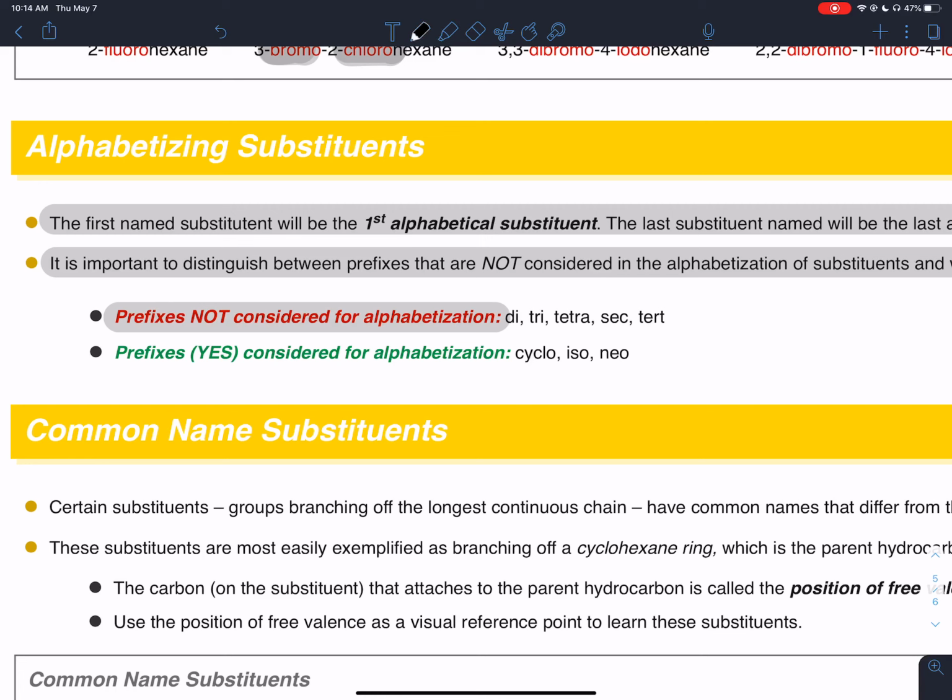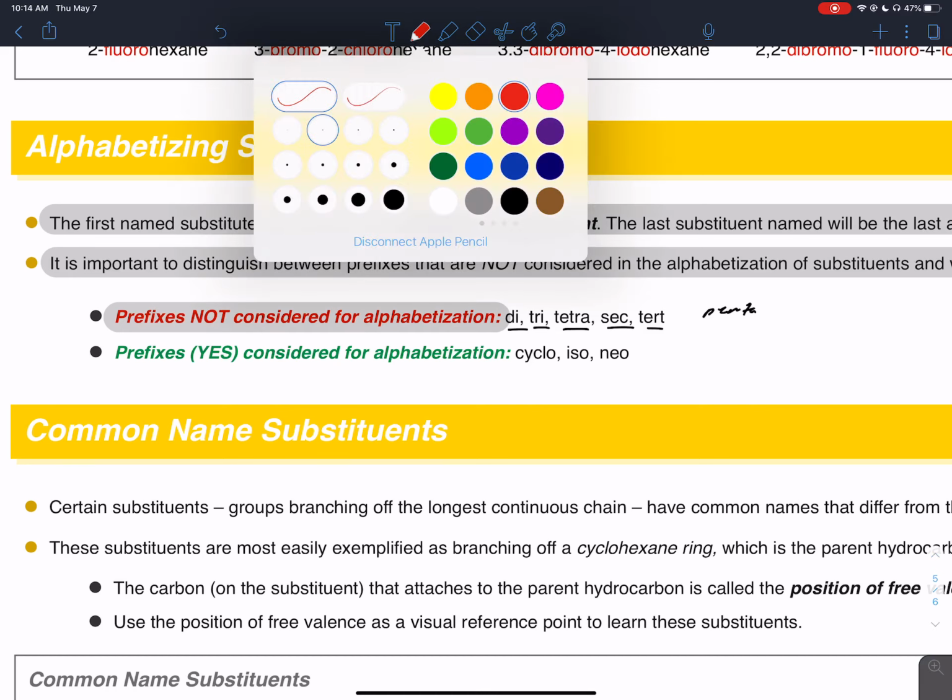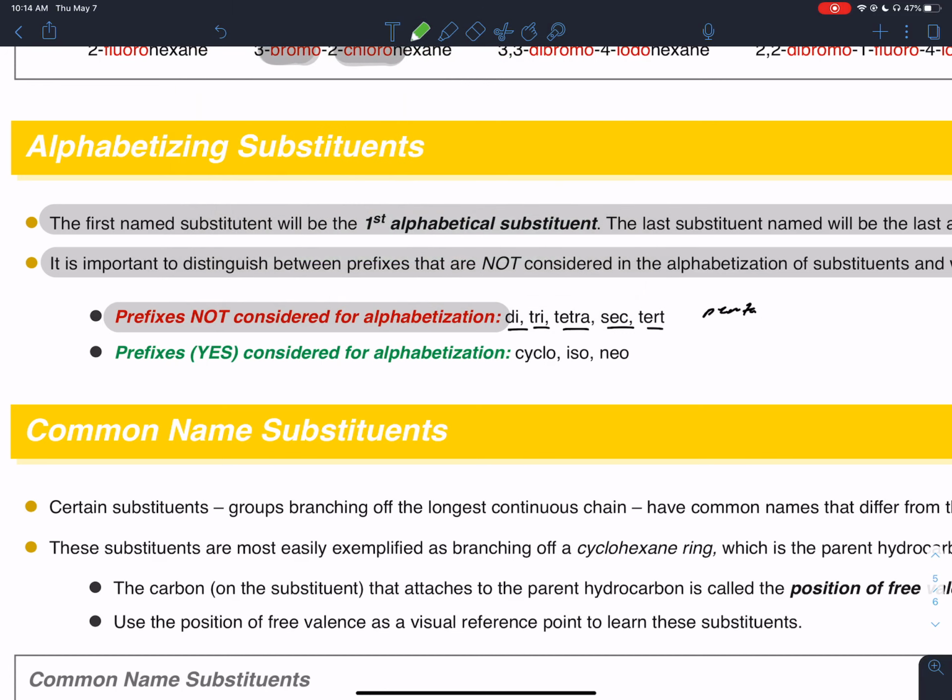Those would be your prefixes di, tri, tetra, sec, tert, or even penta, right? These ones are not considered in the alphabetization of a name, okay? However, prefixes that are, and I think this is kind of arbitrary, I'm not entirely sure, but this is the case in the IUPAC system, the prefixes that are considered in the alphabetization of a substituent when you're naming a compound are cyclo, iso, and neo.